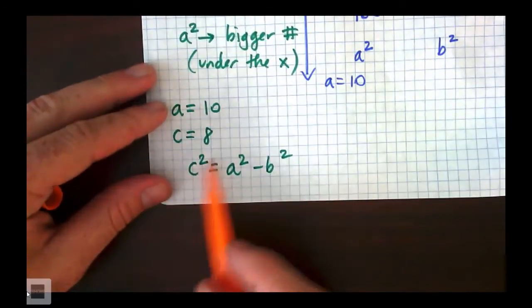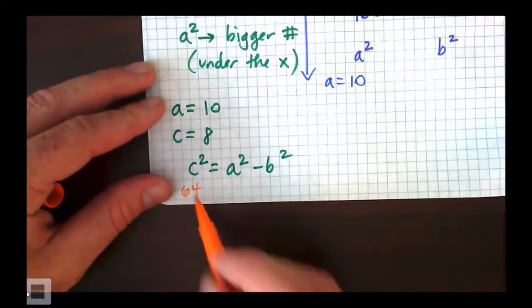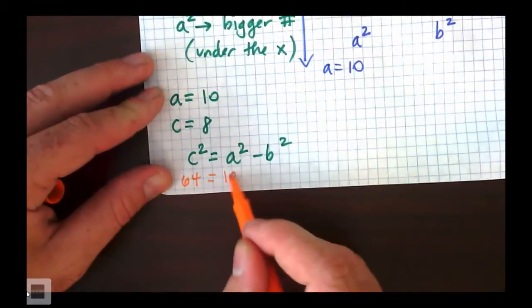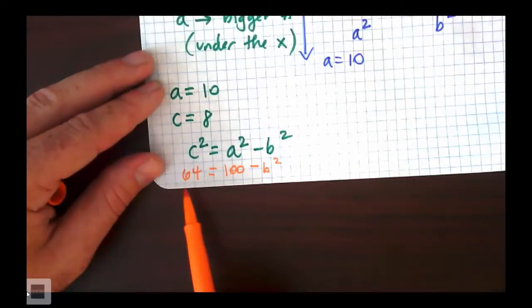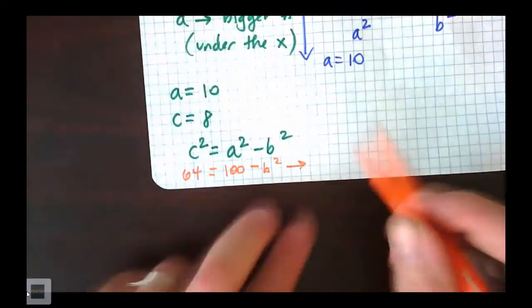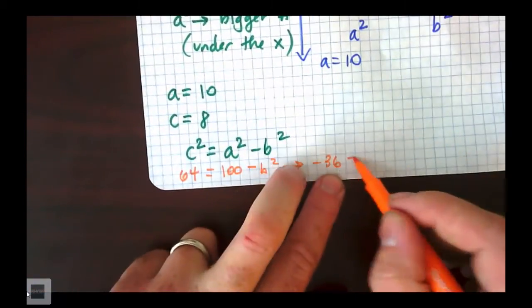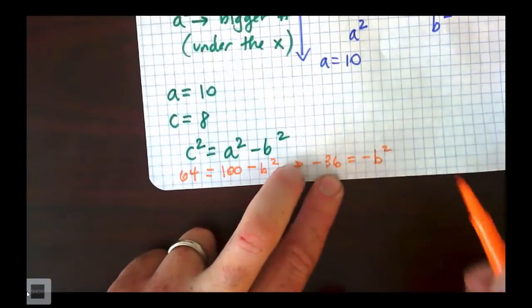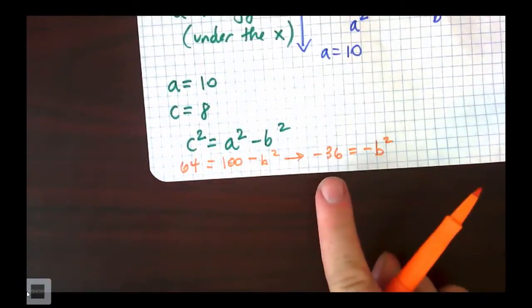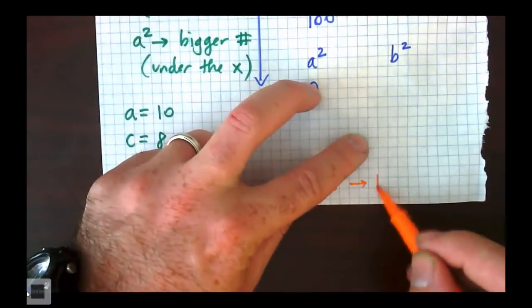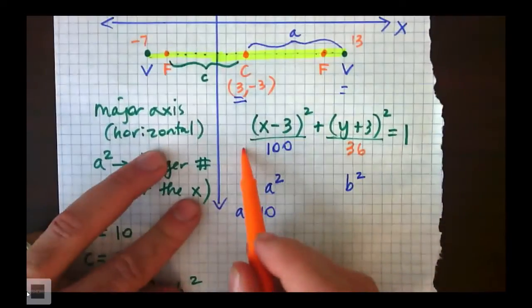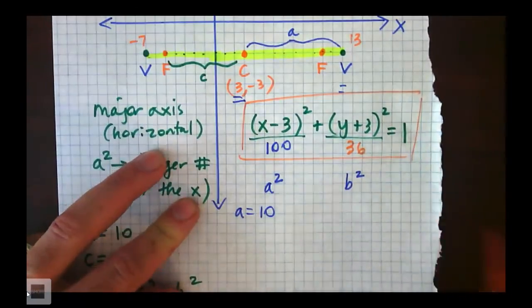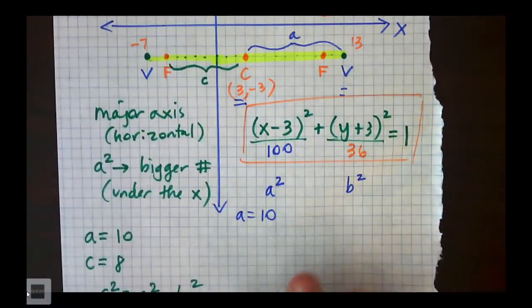We know that c is 8, so c squared is 64. We know a squared is 100. And all I've got to do now is subtract 100 from 64, and this is going to give me -36 equals b squared. All I've got to do now is divide both sides by -1, and so we get b squared is equal to 36. And now notice I can plug that in, and we've just found the equation of the ellipse given that information.